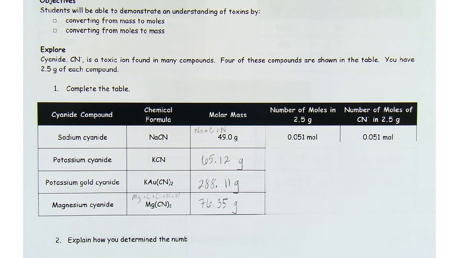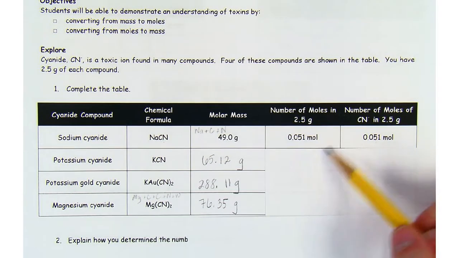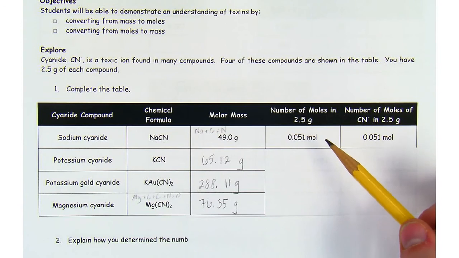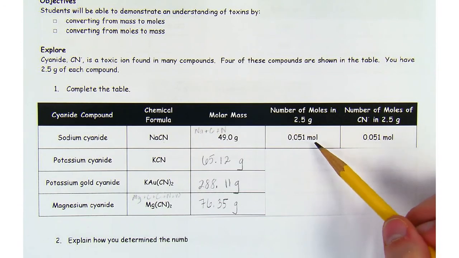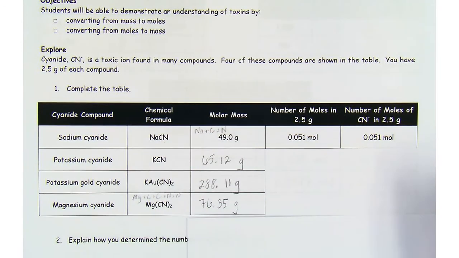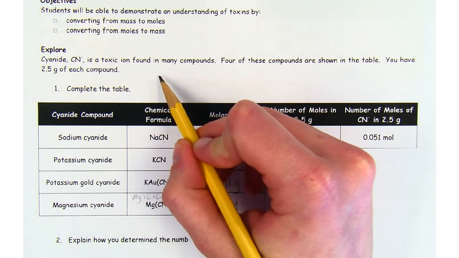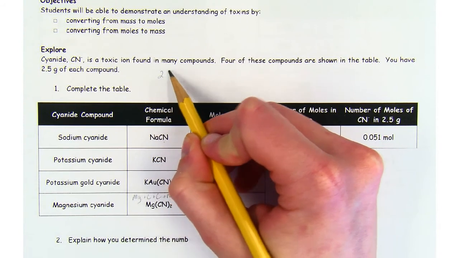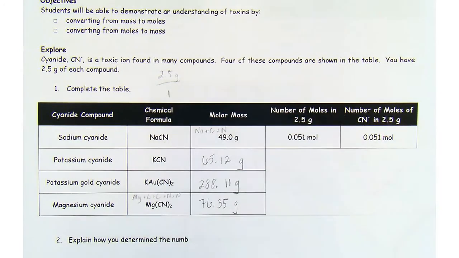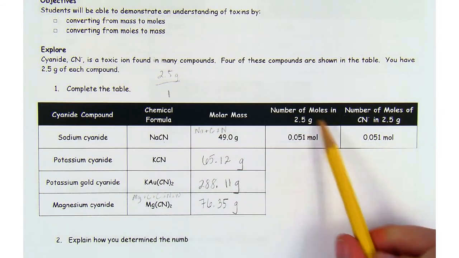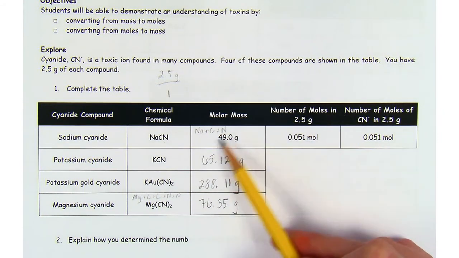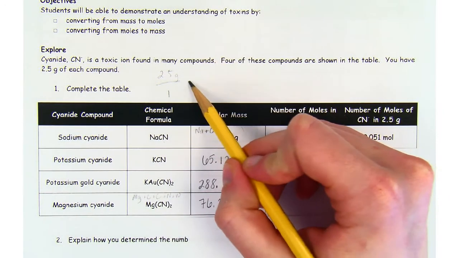So the next thing that you were asked to do is to find the number of moles in 2.5 grams. I'll just give you a brief example for how they did this for sodium cyanide. We always start with the thing that's given, so 2.5 grams, and put it over 1. Now our key to change from grams, 2.5 grams, into moles is our molar mass.